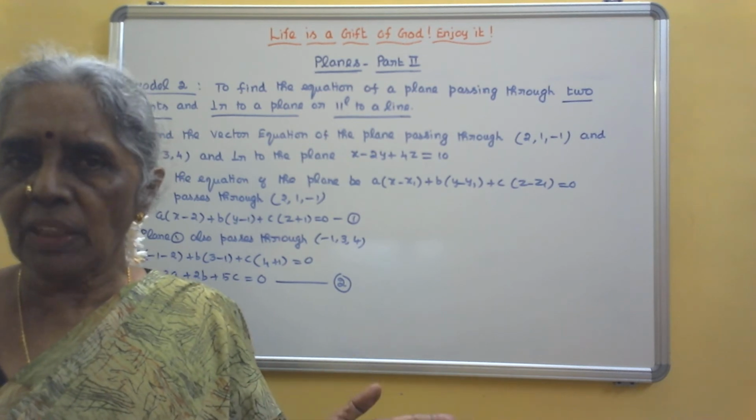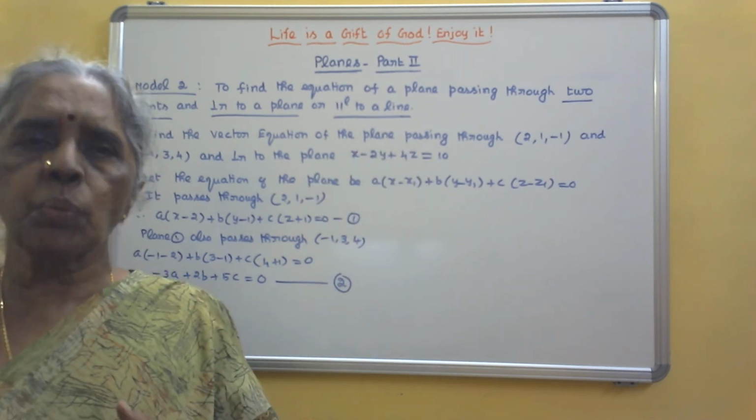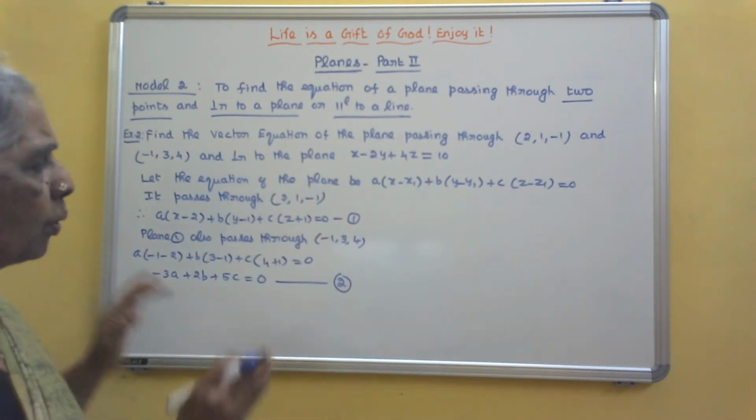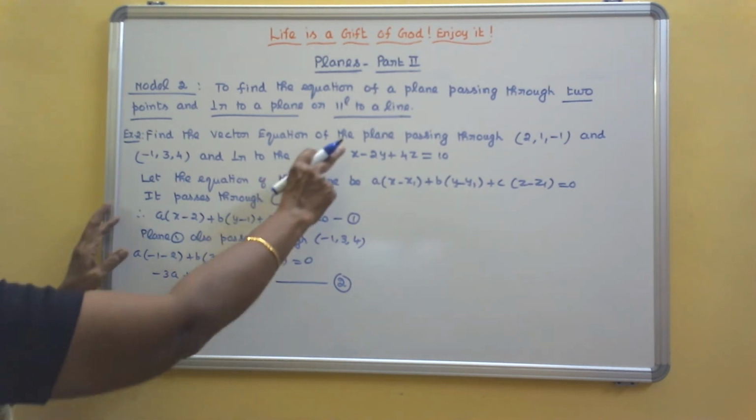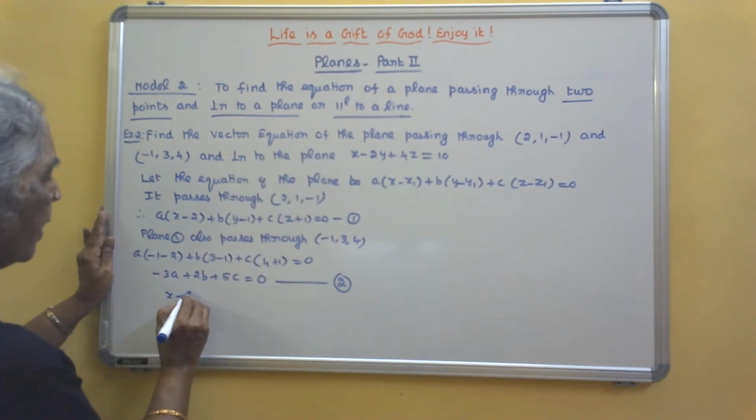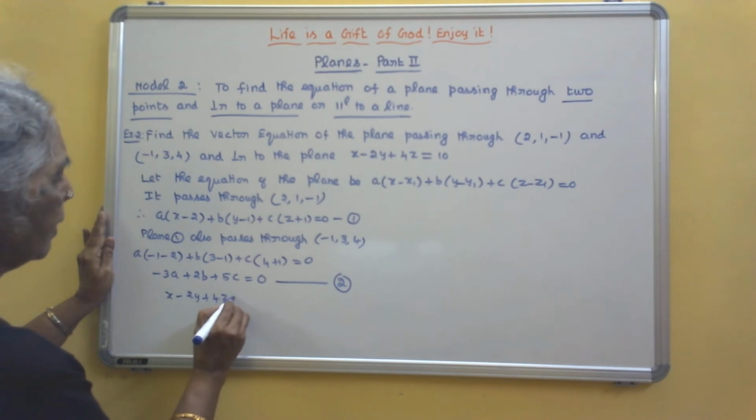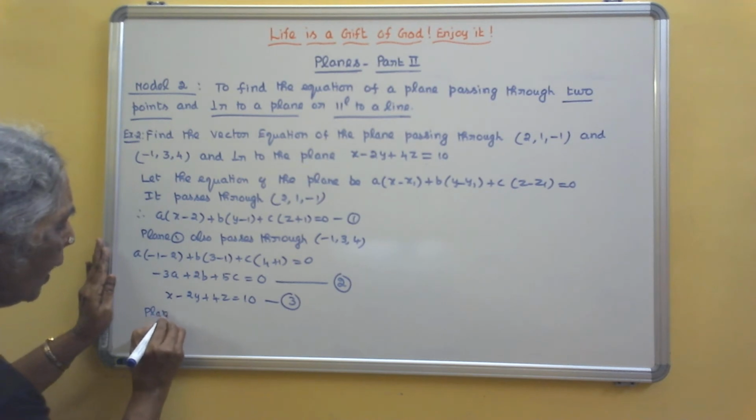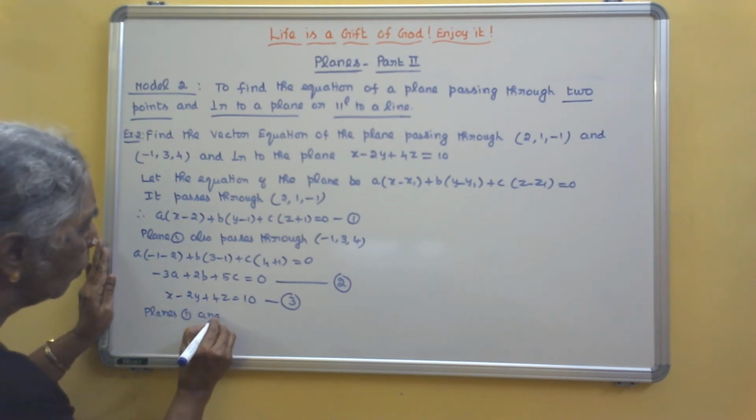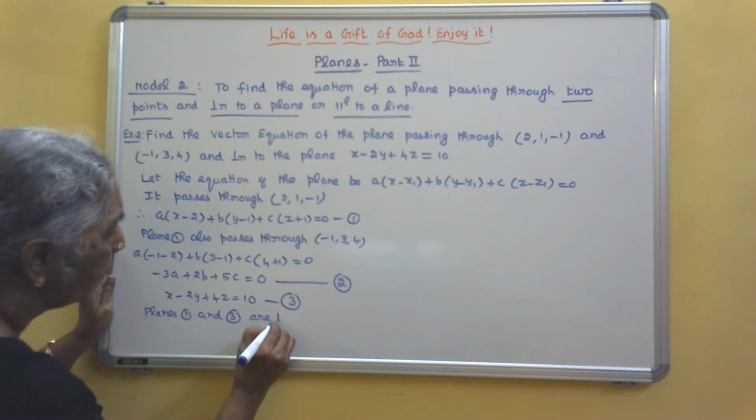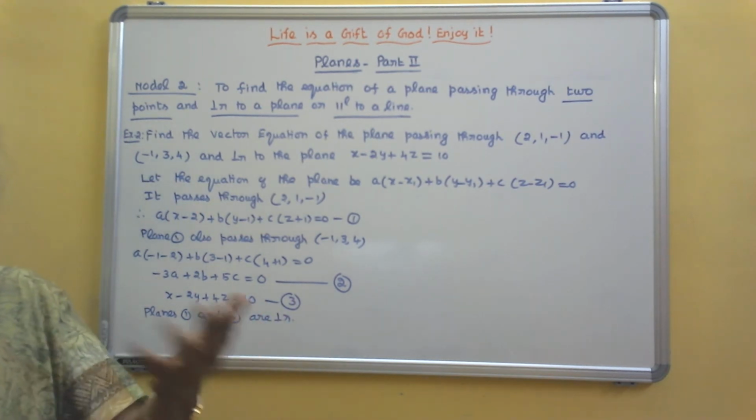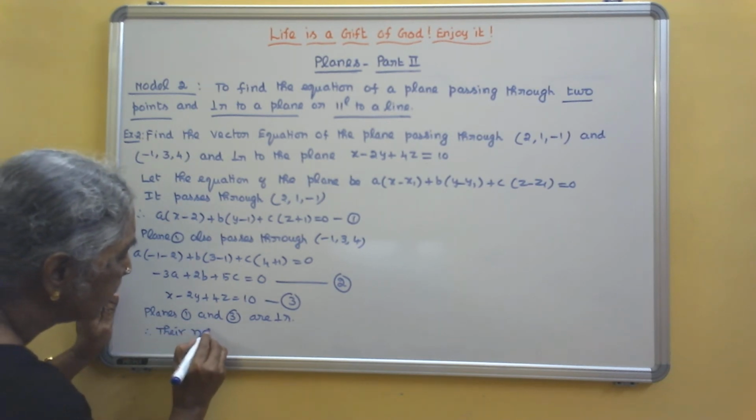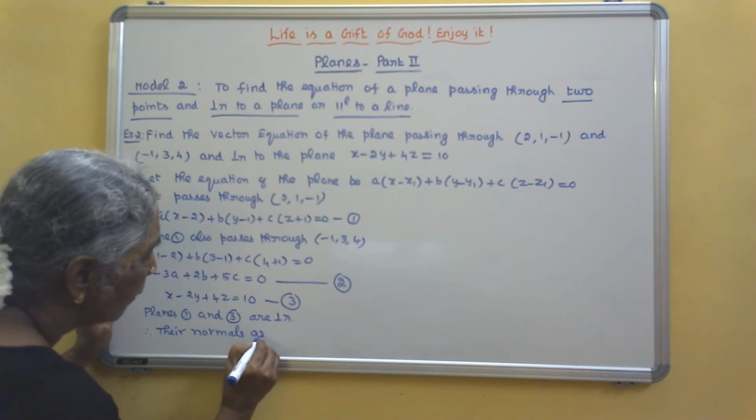So do you understand the difference between the two? The first point in the place of x1, y1, z1. The second point in the place of x, y, z. So you get an a, b, c here. Now let us write that plane equation. That is x minus 2y plus 4z is equal to 10. I will call it 3. Now you know planes 1 and 3 are perpendicular. It is given, right? Immediately you know their normals are perpendicular.